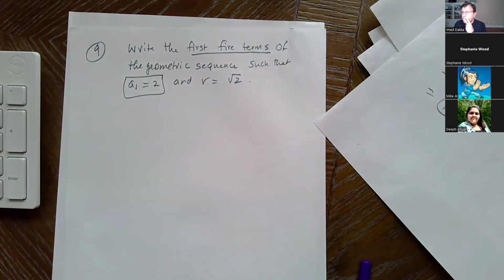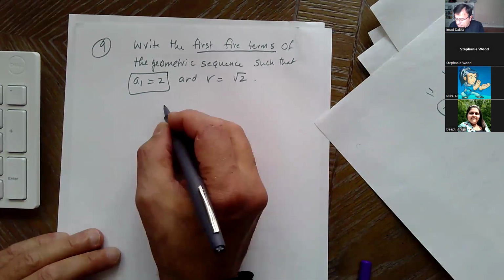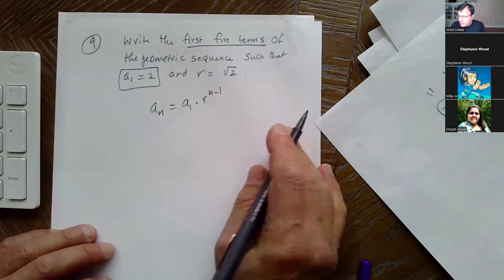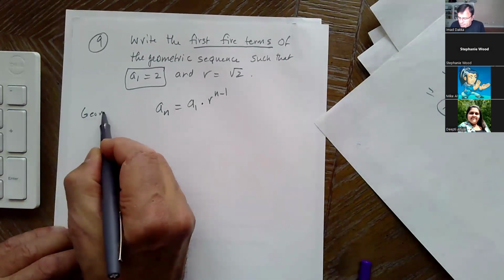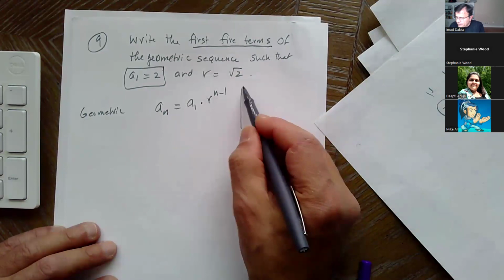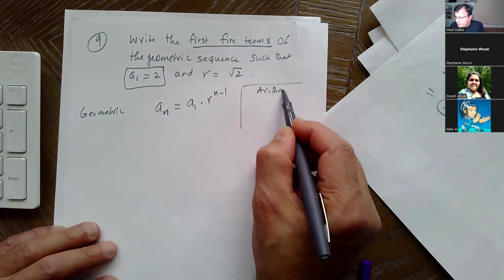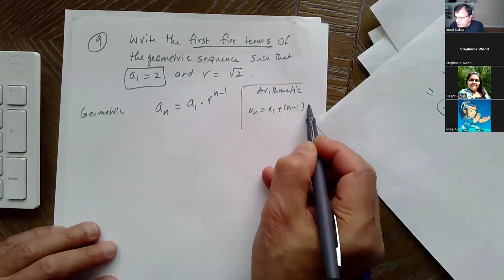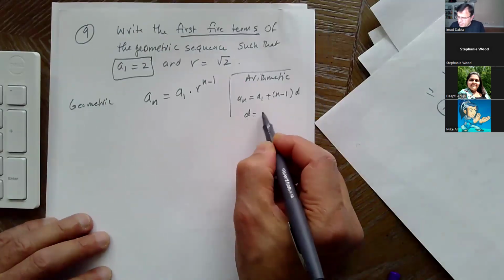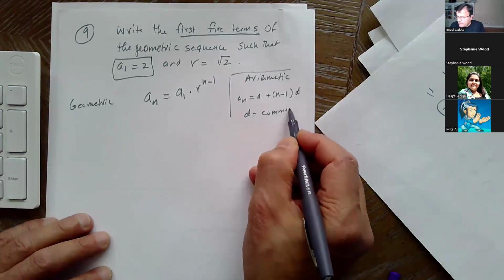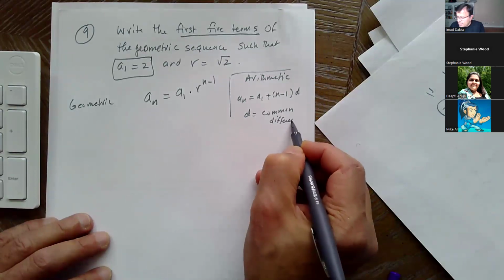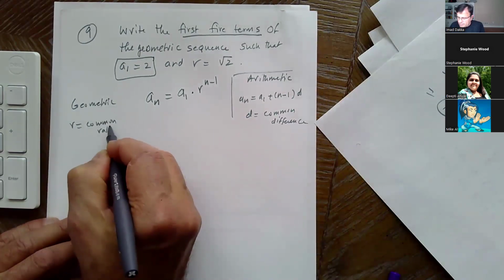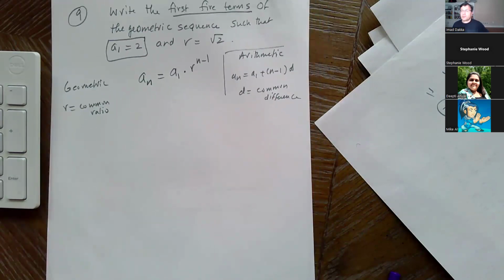You can do it in a couple different ways. The best thing to do is remember the nth term is a1 times r to the n minus 1. That's for geometric. If you're given arithmetic, the nth term is a1 plus n minus 1 times d, where d is the common difference, okay? And r is the common ratio. And an is the nth term or the general term.